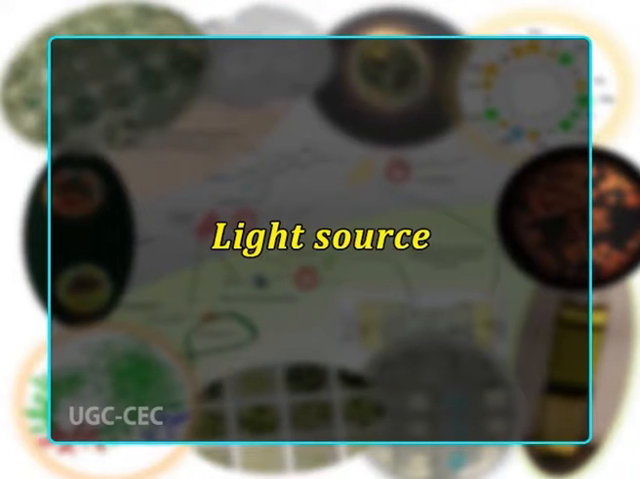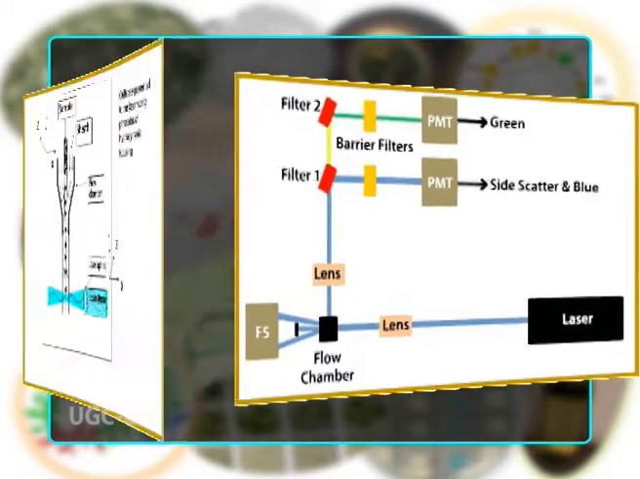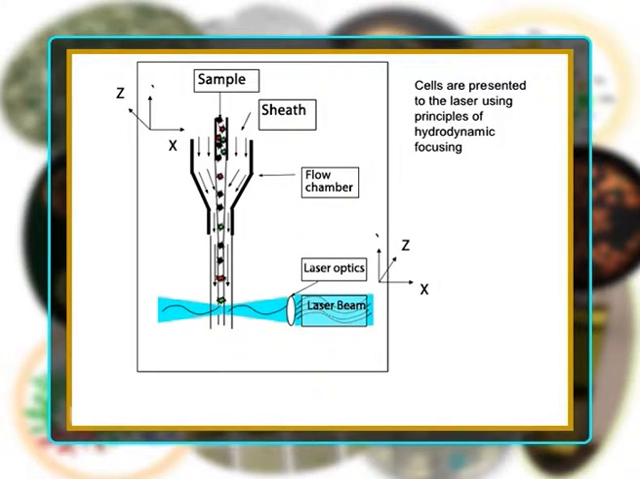Now, the most important component of flow cytometry, which is the light source. The light source used in flow cytometry is a blue or argon ion laser that passes through a focusing lens. On the far side of the flow chamber is a bar which blocks the laser beam. The forward scatter detector sits behind the blocker bar and detects light scatter at small angles in a forward direction.